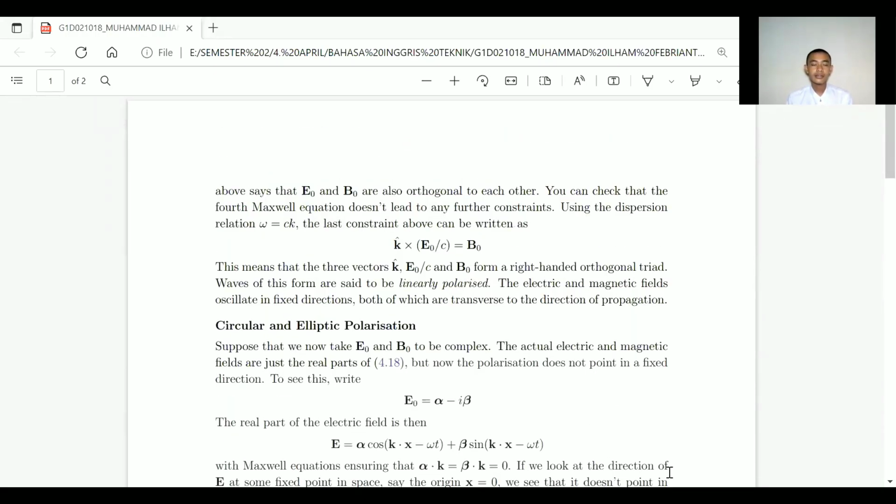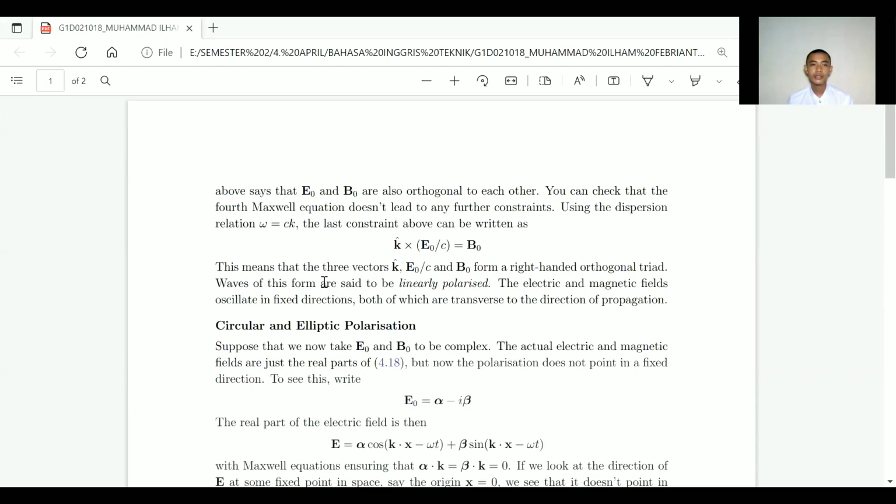Above says that E0 and B0 are also orthogonal to each other. You can check that the four Maxwell equations do not lead to any further constraints. Using the dispersion relation omega equals ck, the last constraint above can be written as k multiplied by E0 divided by c equals B0.